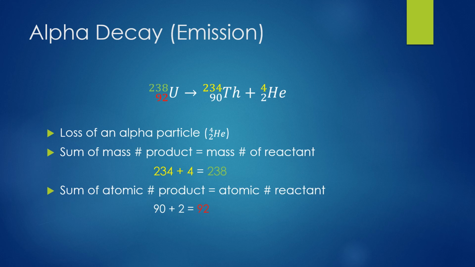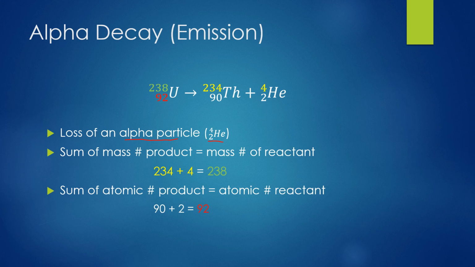So, alpha decay or alpha emission is loss of an alpha particle. So if you see this helium, 2 protons and a mass number of 4, then you can identify it as alpha decay because that is an alpha particle.